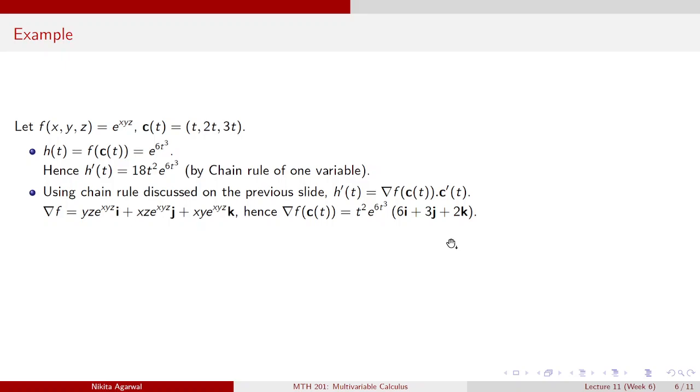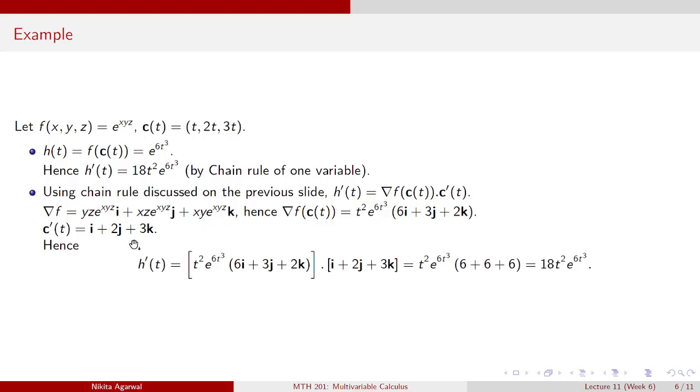Right? Now, what is c prime t? c prime t is i plus 2j plus 3k, right? You differentiate it component wise. So if you take the dot product of these two vectors, you get 18t square e to the 6t cube, which is the same as what we got initially. So this example is kind of a verification of what we studied on the previous slide.